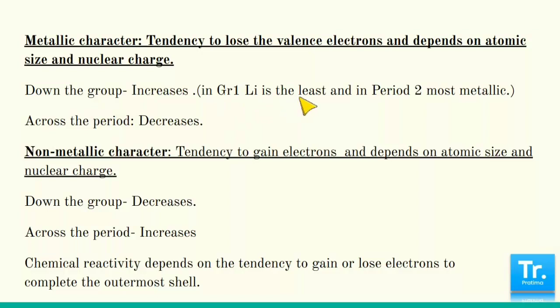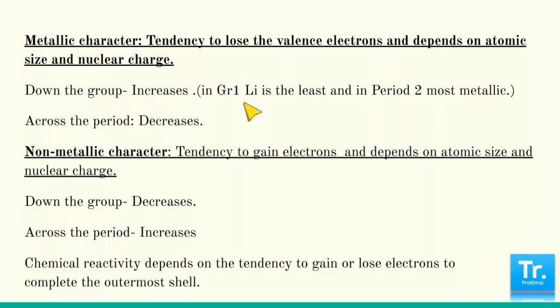So in group 1 lithium is the least, but in period 2 lithium is the most. Across the period it decreases. How and why? It decreases across a period because, as I said, the nuclear pull increases and the size decreases, therefore the metallic character also decreases. Now there is one factor which I want to discuss over here: why aren't we considering francium every time in group 1?